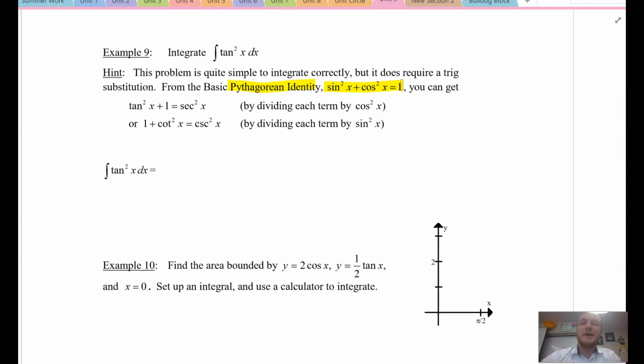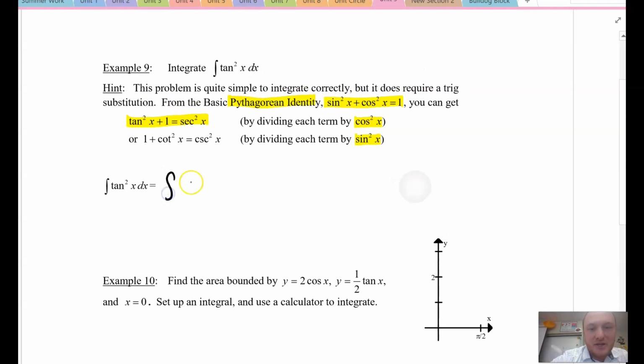And you can do this always if you get stuck: you can divide both sides by cosine squared, or divide both sides by sine squared, and you can end up with your trig function. So the identity in hand that we want to work with is the one that incorporates tan squared, which is tan squared x plus 1 is equal to secant squared x. And what we just want to do is substitute this.